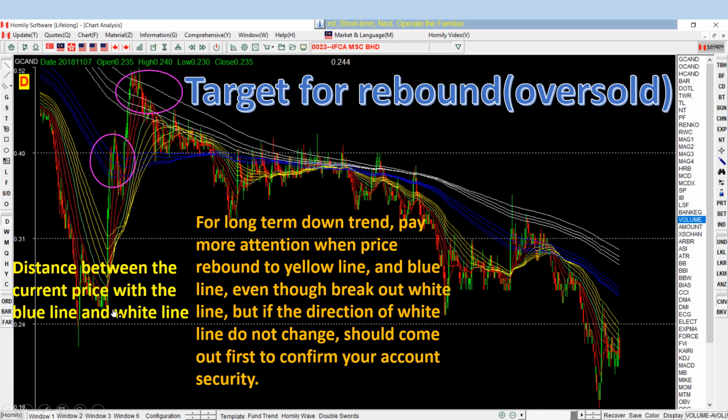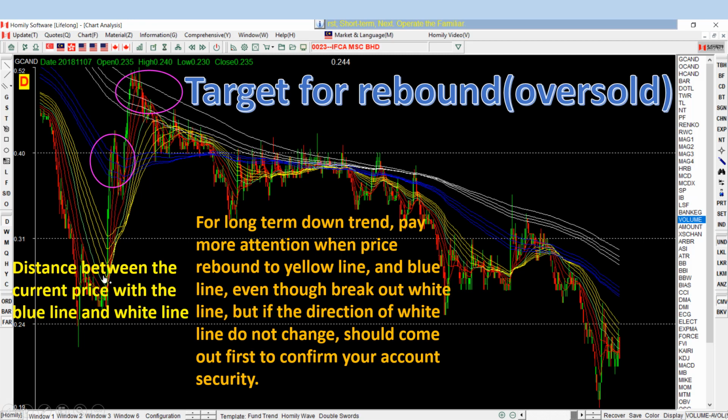And also, the first resistance is the white line and the green line and the yellow line. So if it cannot break out even the yellow line, then you do not check with the blue line. So you must wait until the price breaks out the yellow line. And here we can see it breaks out the yellow line, then it reaches the blue line. And then if the price cannot break out, you must sell it first for the short term, so that you can take profit first.